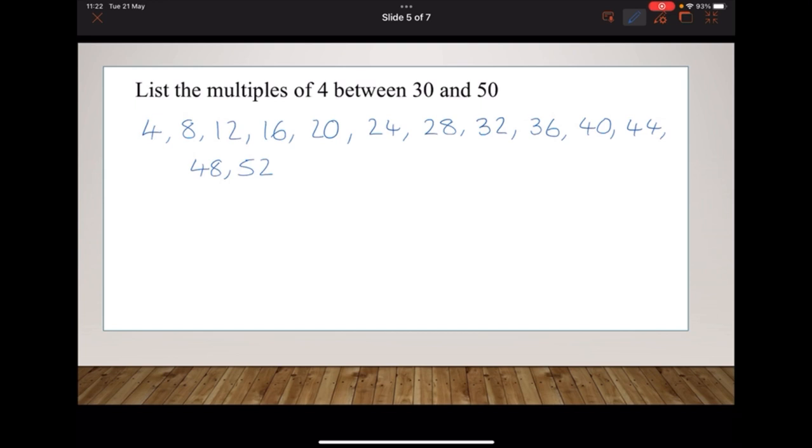So now I want to look at which numbers are between 30 and 50. So I can see that the first number between 30 and 50 is 32, and then 36, and then 40, then 44, and 48. All of the other numbers in my list are not between 30 and 50, so they are not relevant for this question.